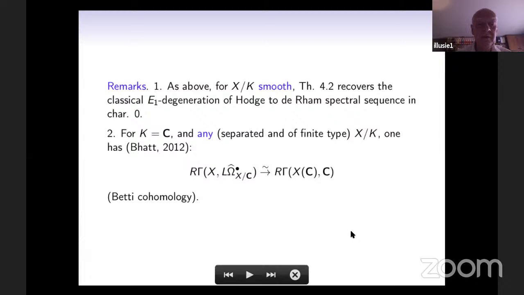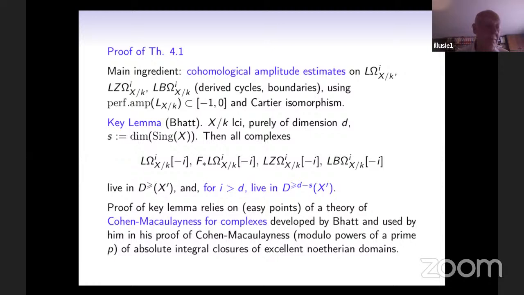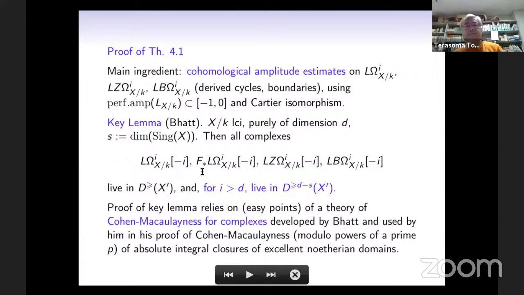For lack of time, I don't think I can discuss the ingredients in the proof of the previous theorem. They are very nice, actually. They are nice commutative algebra arguments, and it uses certain properties of Cohen–Macaulayness for complexes that Bhargav developed in his proof of Cohen–Macaulayness for absolute integral closures of excellent Noetherian domains. In fact, we show that all these complexes, L Omega^i, et cetera, which would be zero for i large, for i greater than d may not be zero, but they live in degrees at least d minus s, where s is the dimension of the singular locus.